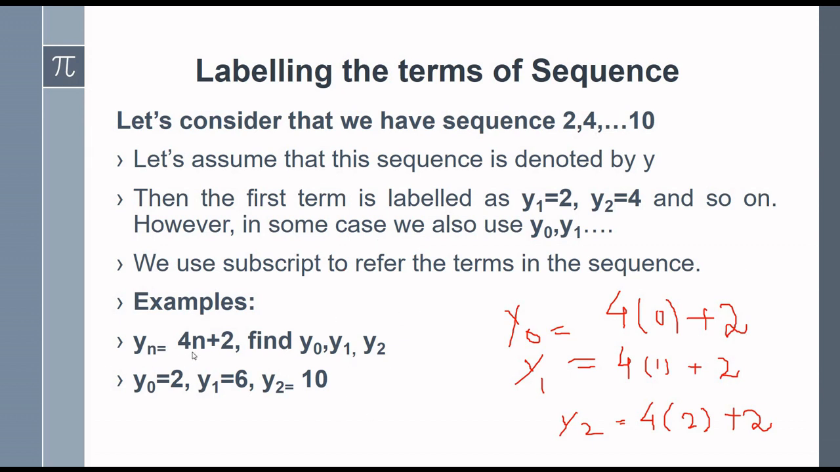Let's see one example. We have yn is equal to 4n plus 2, and we are asked to find y0, y1, y2. So how can we compute them? Let's start by finding y0. We put 0 in the equation for n, multiply it by 4 and add 2, and we get y0 is equal to 2. y1 is equal to 4 into 1, which is n. n is basically given here, like y0, y1, y2, these are values of n. We plug the values of n into the equation and we get y1, y2, y3 and so on. So y2 will be 4 into 2, which is the value for n, plus 2, and we get 10 as y2.